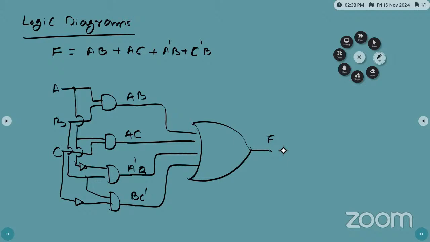Similarly, if any Boolean function is given, you can draw the logic circuit. So why are we studying this logic circuit? The next topic is the combinational circuit, that is the full adder and half adder. In that we are going to draw this type of logic circuits. That logic circuit gives the summing output and the carry.